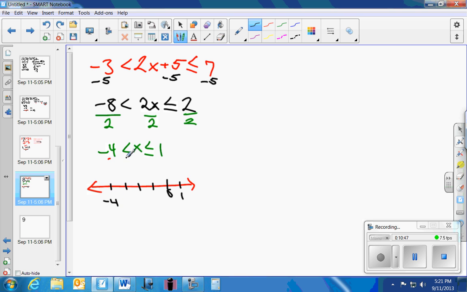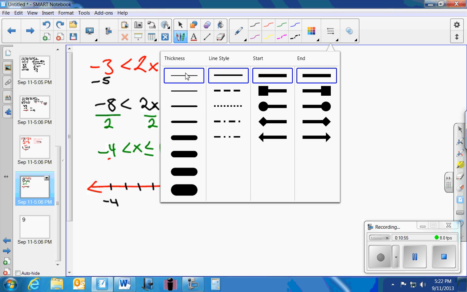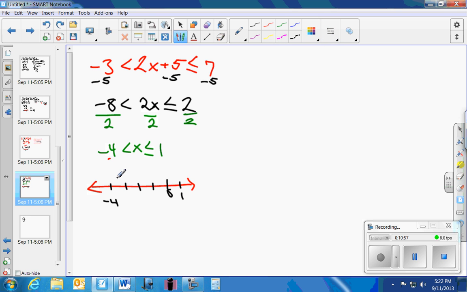Since this does not have an equal sign underneath it right here, I will have an open dot. Let me give me some skinny lines. I will have an open dot at 4. And since this guy has an equal sign at the 1, I will have a closed dot at the 1. Since x is between these two numbers and everything is pointing to the left, I will get this guy.